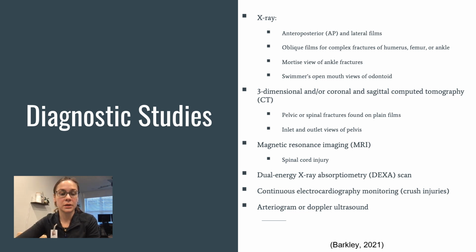You will want to obtain three-dimensional and or coronal and sagittal CT scans of the pelvic or spinal fractures that were found on plain films, and inlet and outlet views of the pelvis. You can also obtain an MRI with a spinal cord injury. Other diagnostic studies include a DEXA scan, continuous electrocardiography monitoring for crush injuries, and an arteriogram or Doppler ultrasound.